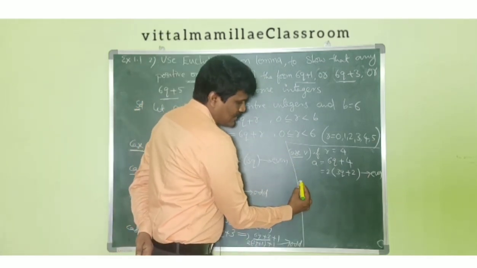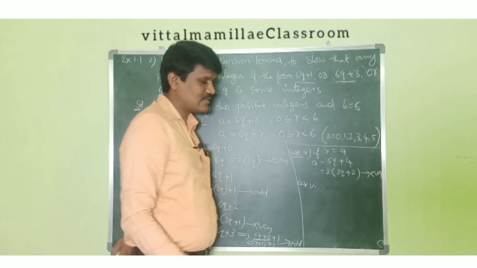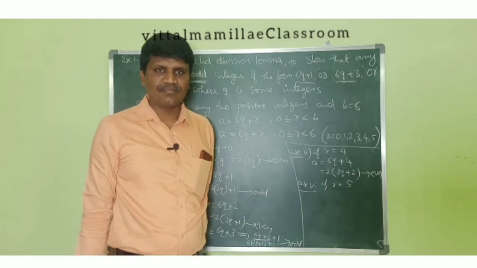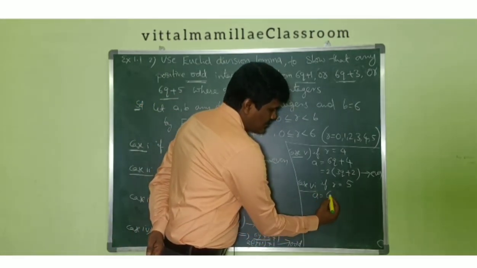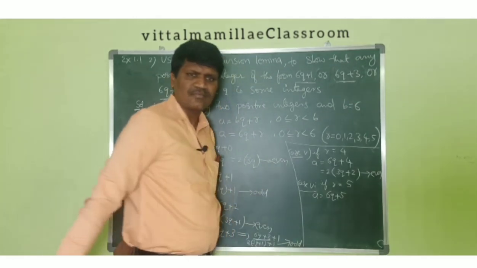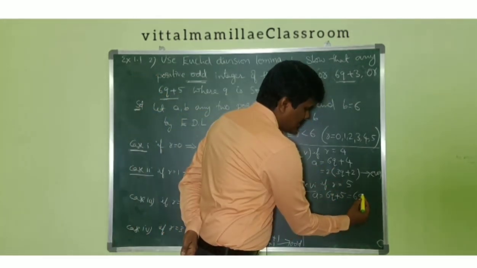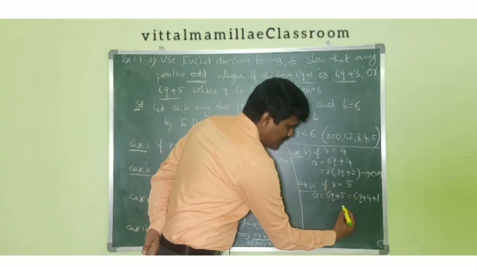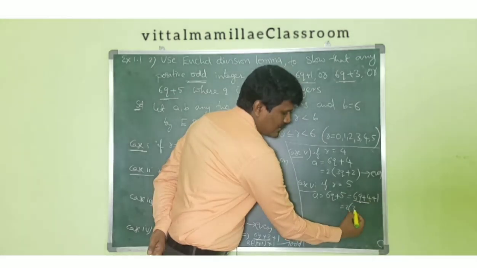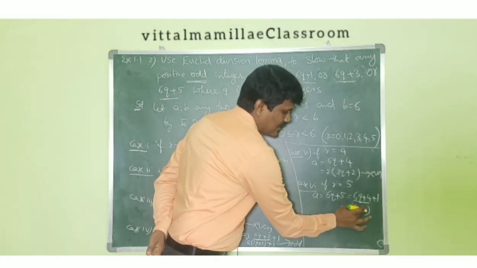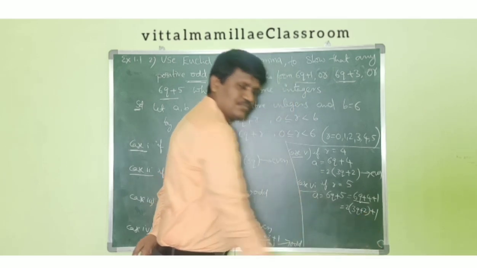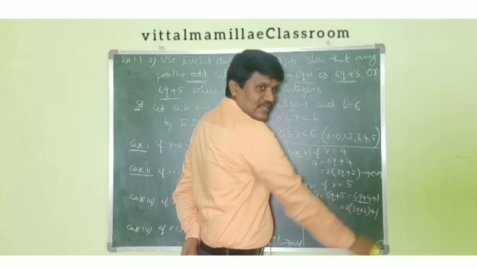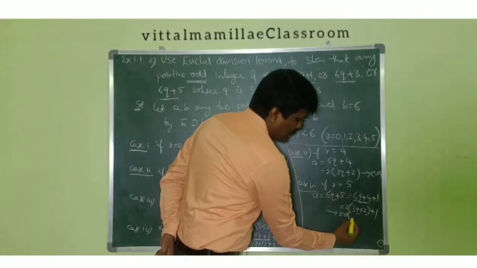And the last case, case 6. Case 6 is if r is equal to 5. If r is equal to 5, what can I write? A is equal to 6q plus 5. 6q plus 5 I can write as 6q plus 4 plus 1. So if I take 2 common, 2 into (3q plus 2) plus 1. This is in the form of 2 into something, so this total is an even number, plus 1 is odd. This will be your odd.